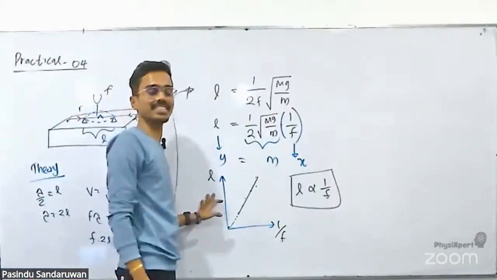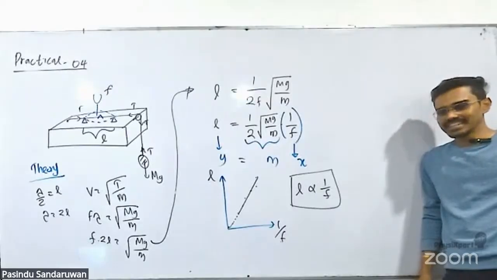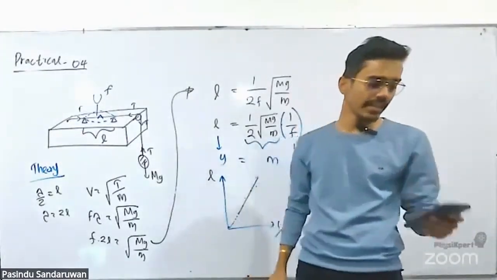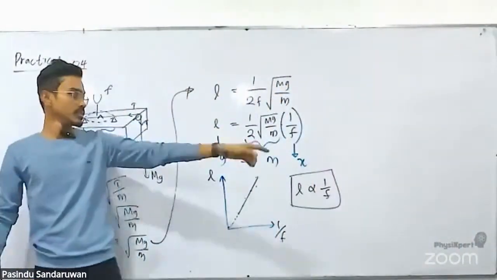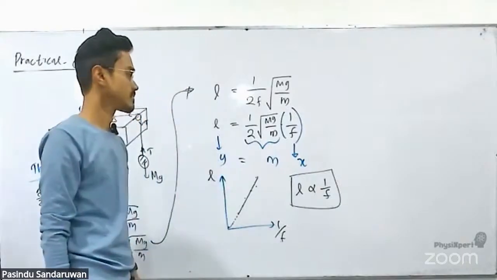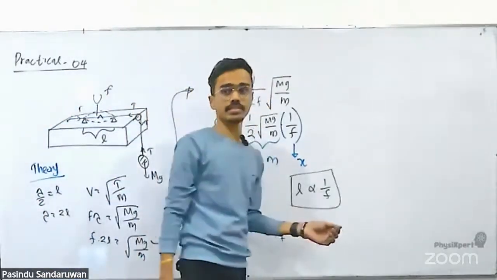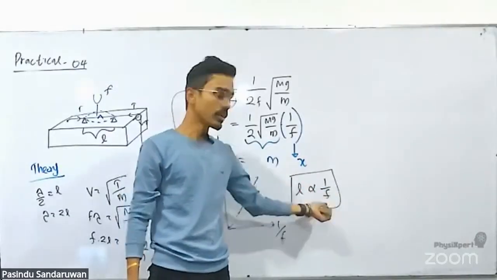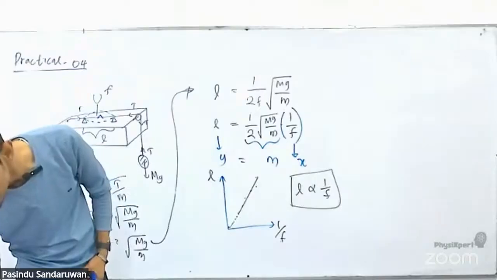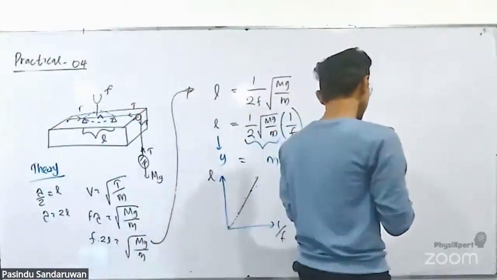If the graph between L and 1 over f is a straight line that goes through the origin, the relationship L inversely proportional to 1 over f can be verified.